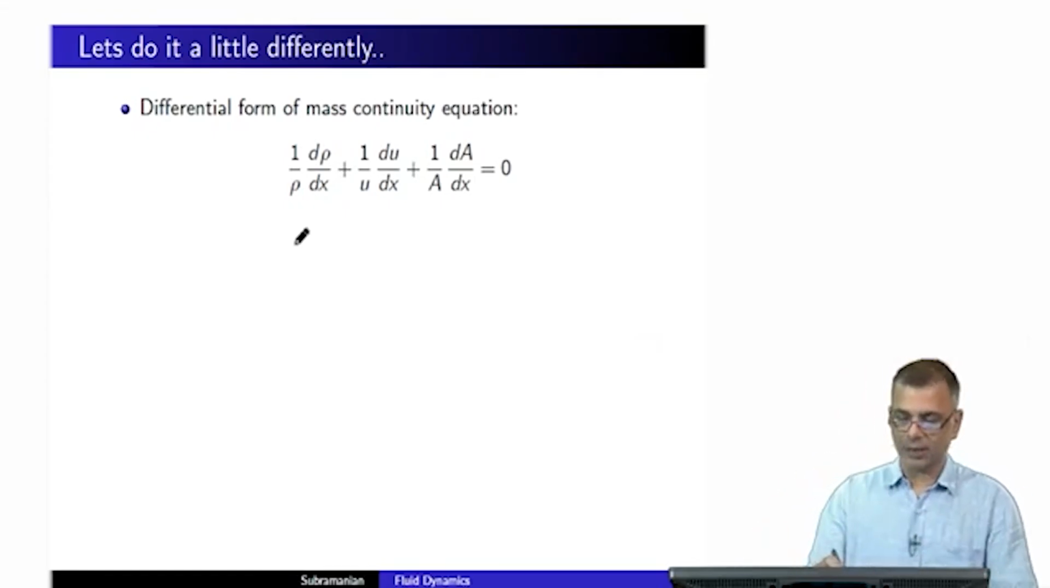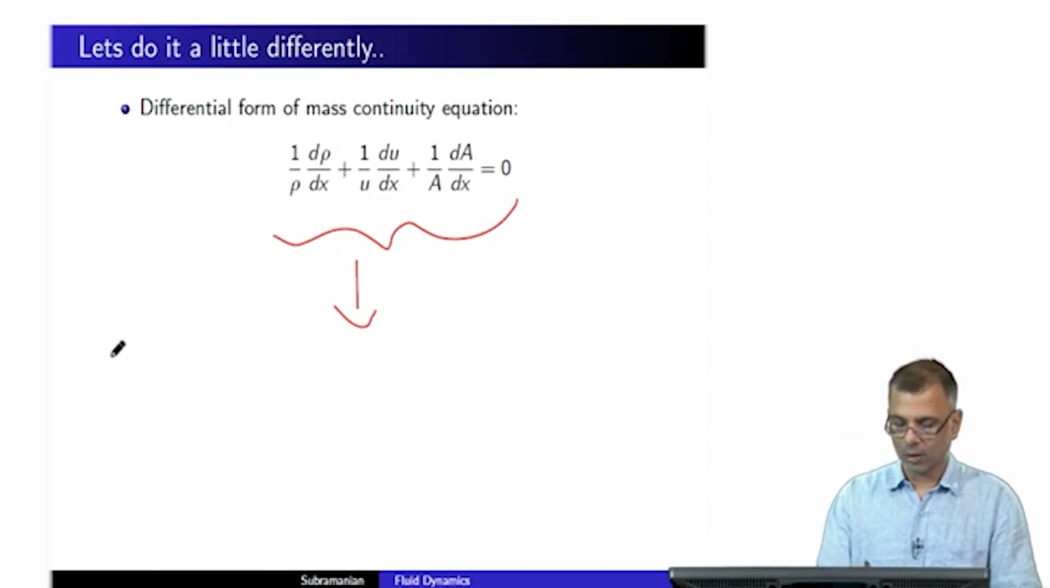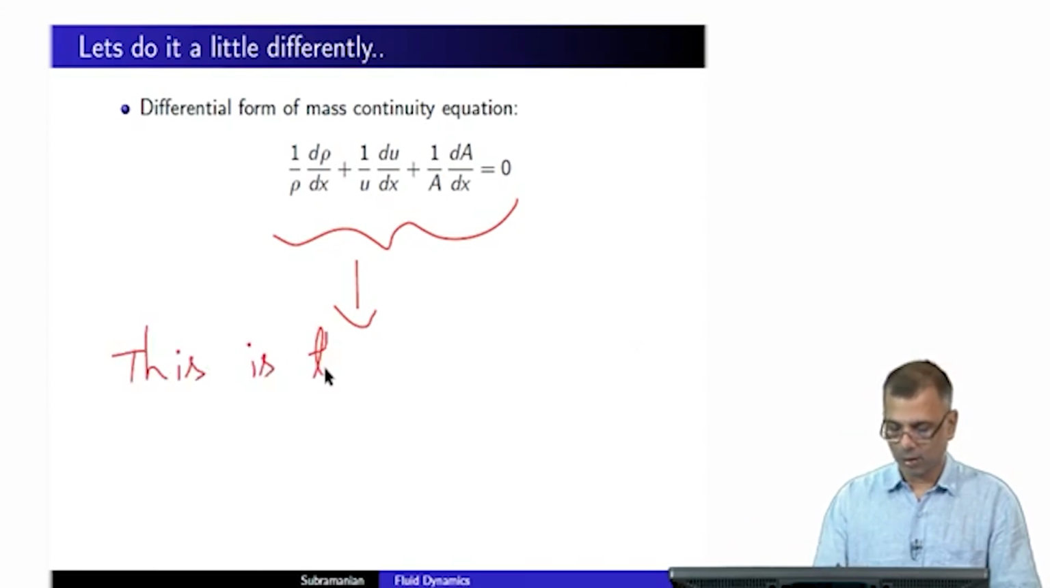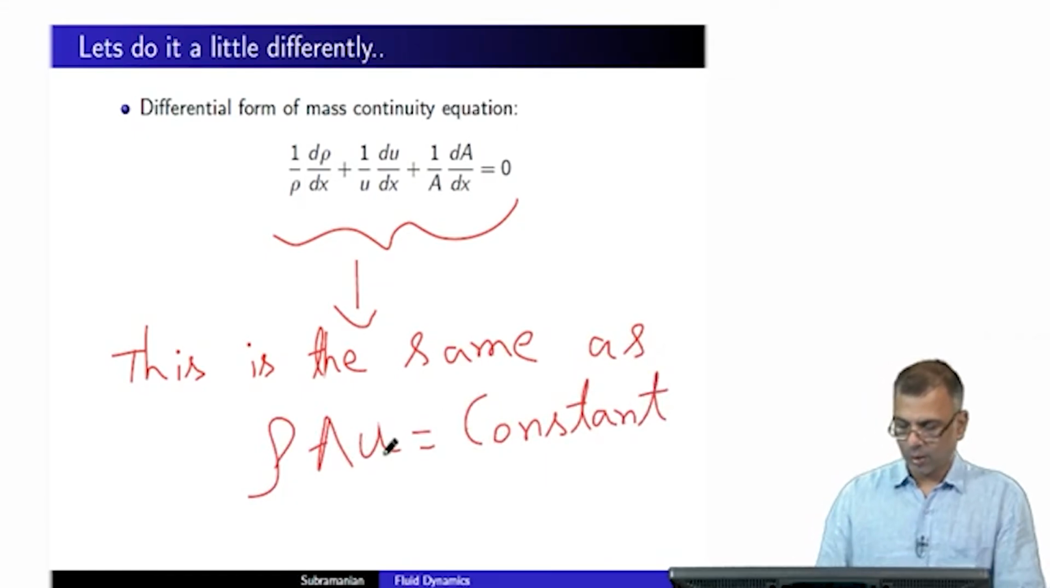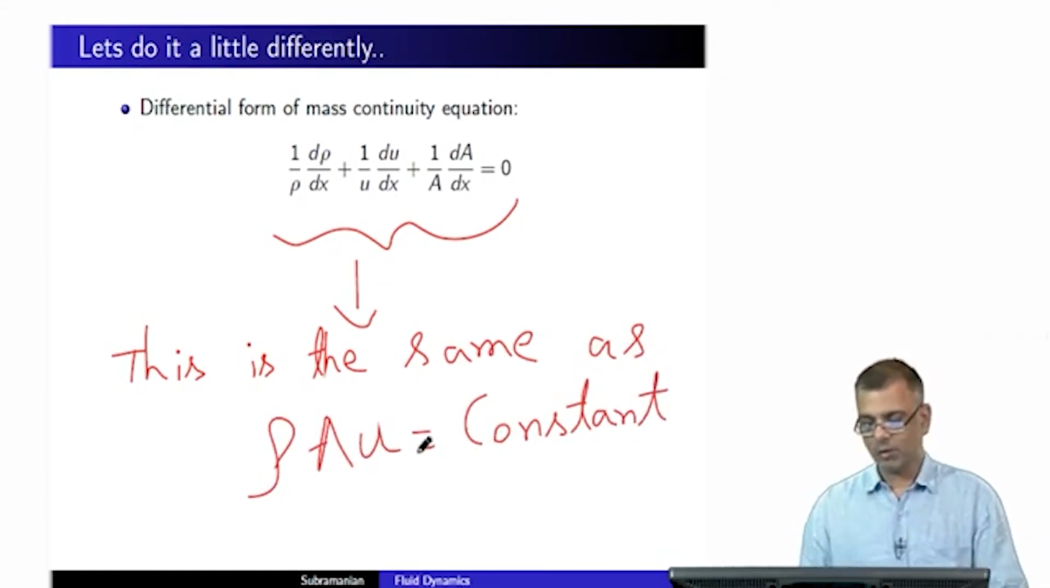This, I emphasize, is the same as the previous form. Can you see how this is so? What you do is differentiate both sides with respect to x, and this is just the chain rule. And you divide everything by rho A U, both sides. When you differentiate a constant with respect to x, you get 0. So that's how you get this. It's the same thing. Rho A U equals constant is the integral form, and this is the differential form. The differential form is more useful to us.